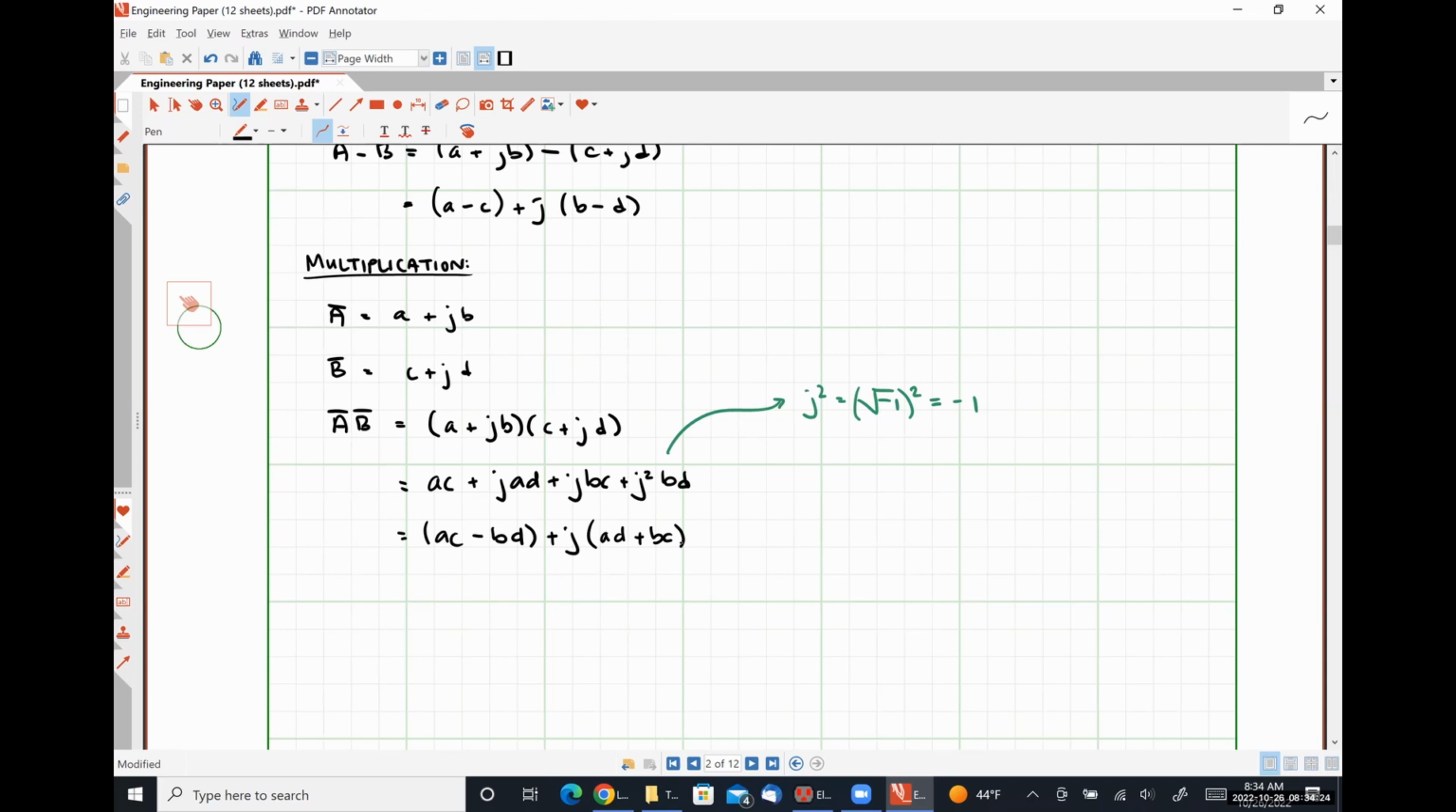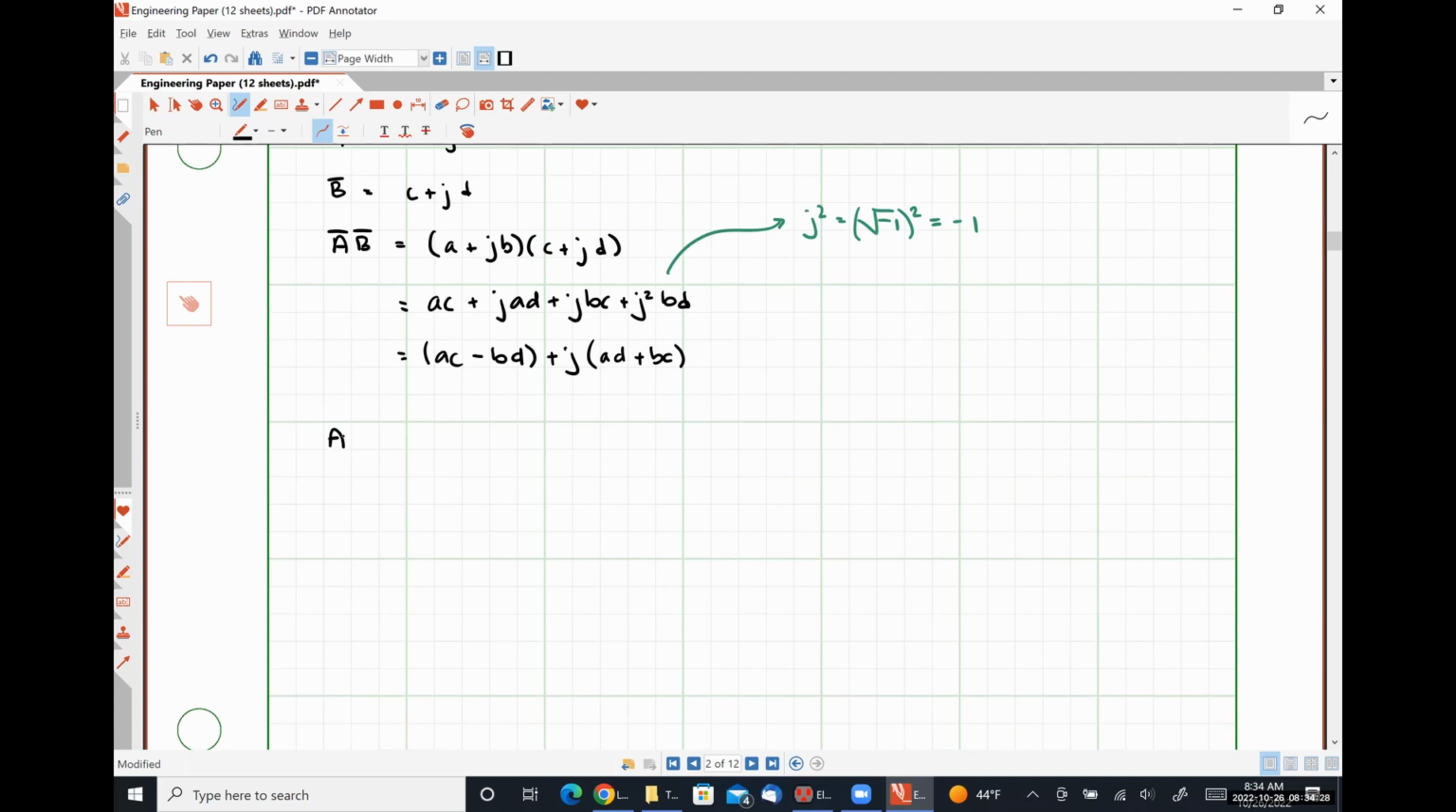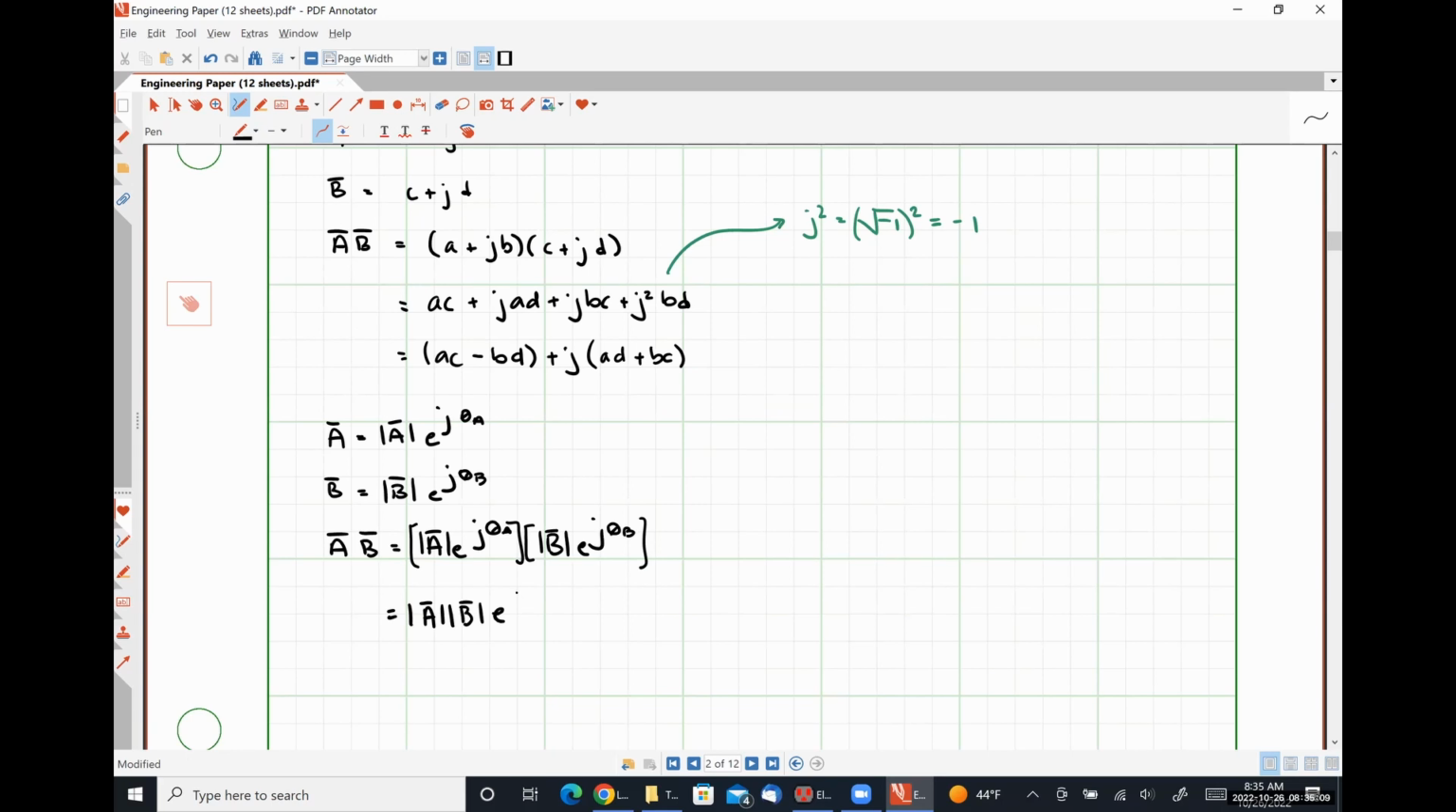This is where using a different form can make things slightly easier. So if I had A represented as an exponential form complex number and B represented as an exponential form complex number, multiplying A by B would be simply the magnitude of A, e to the j theta A, times the magnitude of B, e to the j theta B, which looks like the magnitude of A multiplied by the magnitude of B times e to the j (theta A plus theta B). So multiplication with exponential form complex numbers is just multiply the magnitudes, add the angles.